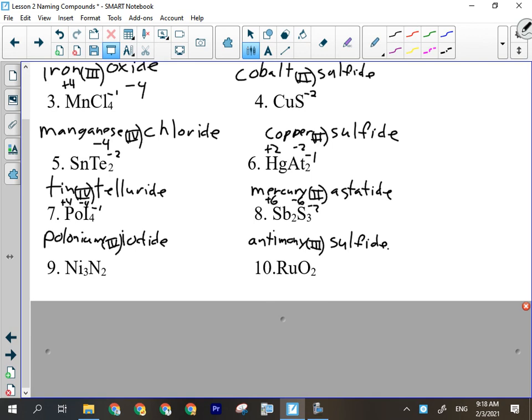Okay, that's about as tricky as they get, right? When you actually have little numbers on both elements.